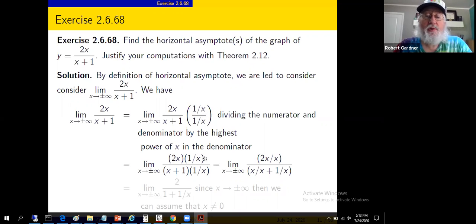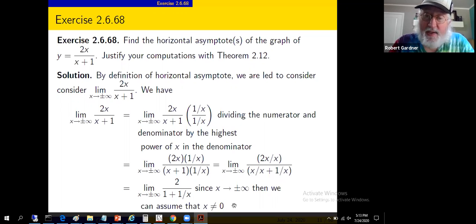Let's distribute those things in the numerator and denominator. Further distribute. We got an x over x in a couple of places. Can you cancel those x's? Yeah, as long as x isn't 0. X ain't 0. It's a big positive or a big negative number, so it's not 0. So we can do the cancellation of the x's. As x approaches plus or minus infinity, we can assume x is not 0. That justifies the cancellation.